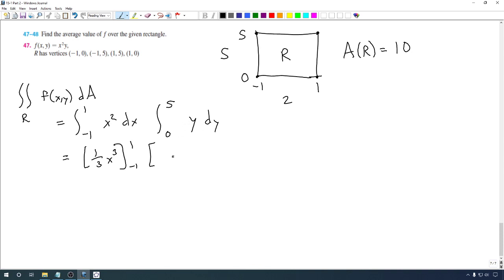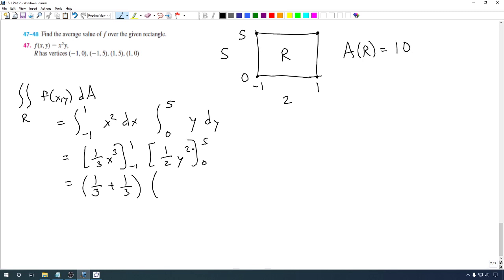Integral of y is just 1/2 y squared from 0 to 5. Go ahead and plug in our values here. So putting in 1, we get a 1/3. Then we subtract what we get when we plug in -1, but when we plug in -1, this becomes a -1/3, so we end up adding a 1/3.